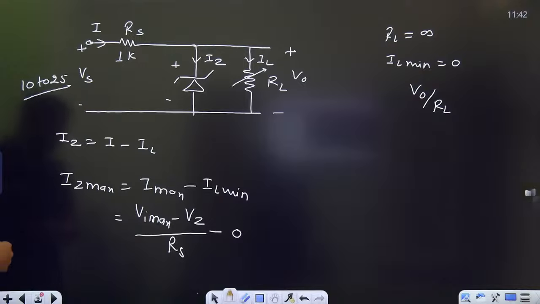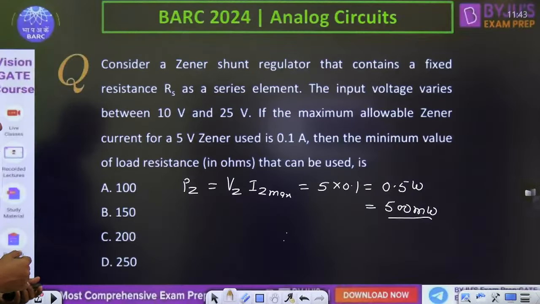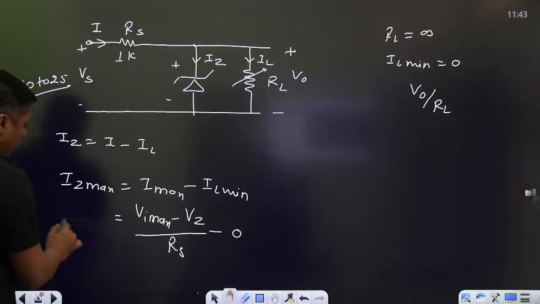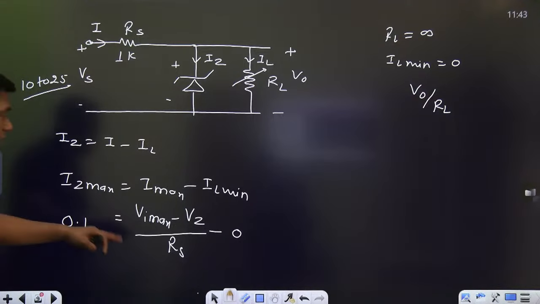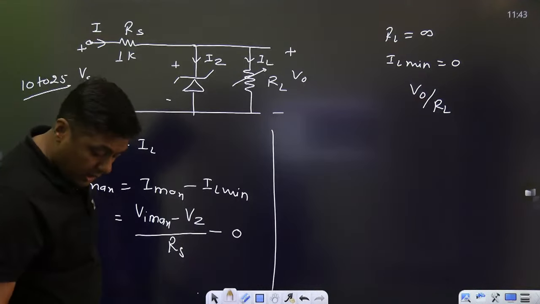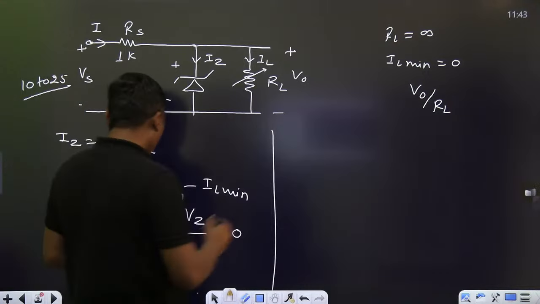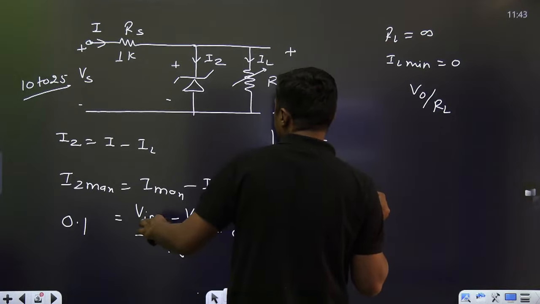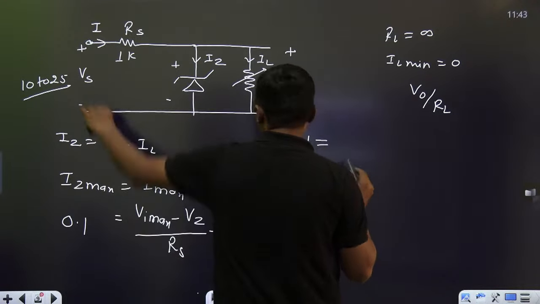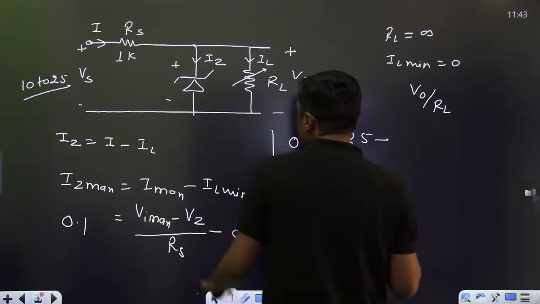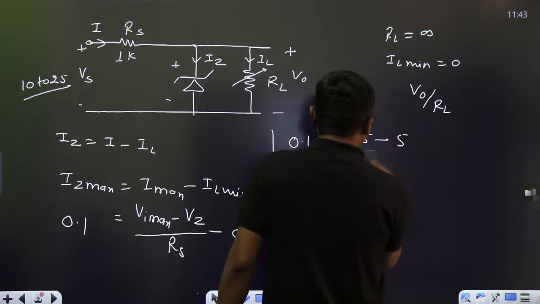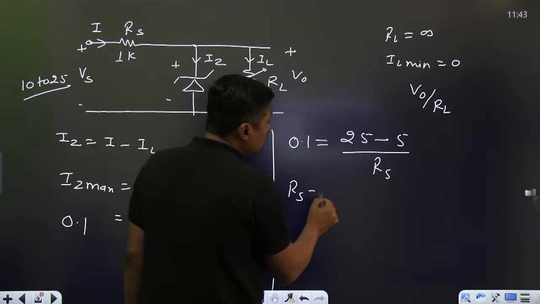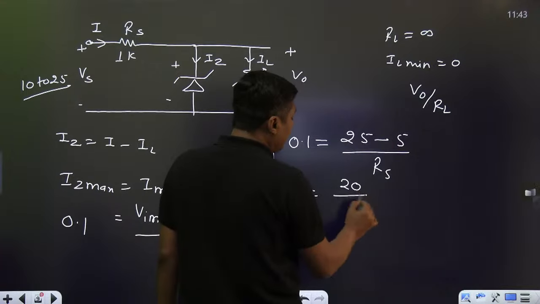Then what is the Iz maximum? In the first part I have given you the idea of what the Iz maximum is. It is given in the question as 0.1 ampere. That is another way. Now what is the Vi max? 0.1 is equal to, so Vi max is 25. And then what is the Vz? Vz is given as 5. What is the Rs here? Rs will become 25 minus 5, 20, divided by 0.1.